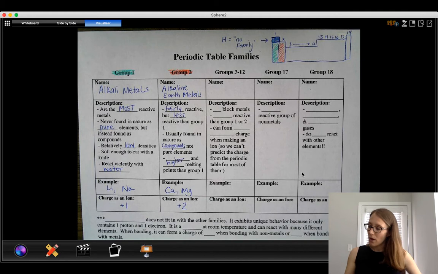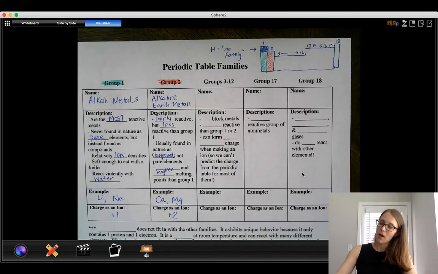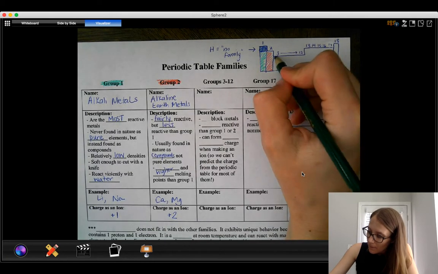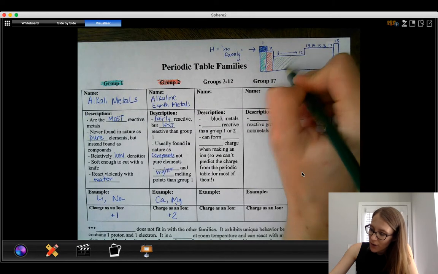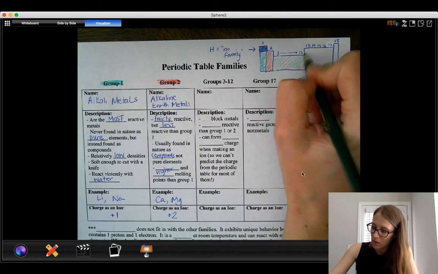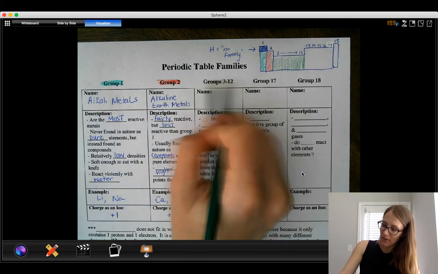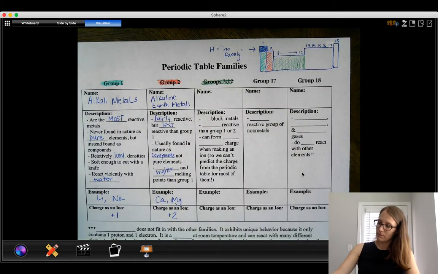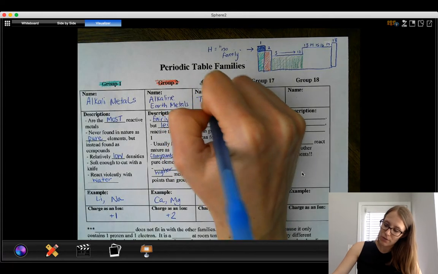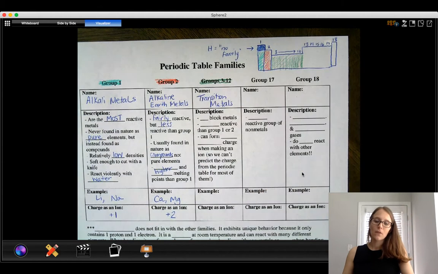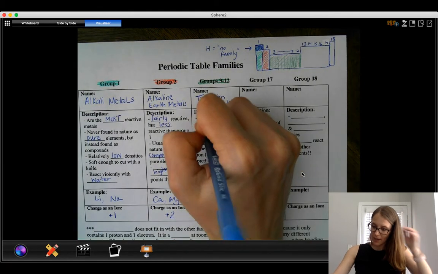Group 3 through 12, that is the entire D block. So that's this whole middle section on the periodic table. We group this entire thing into one family, even though it's actually 10 different individual columns. We group them together. We call them transition metals. And for these transition metals, this is, again, the D block elements.